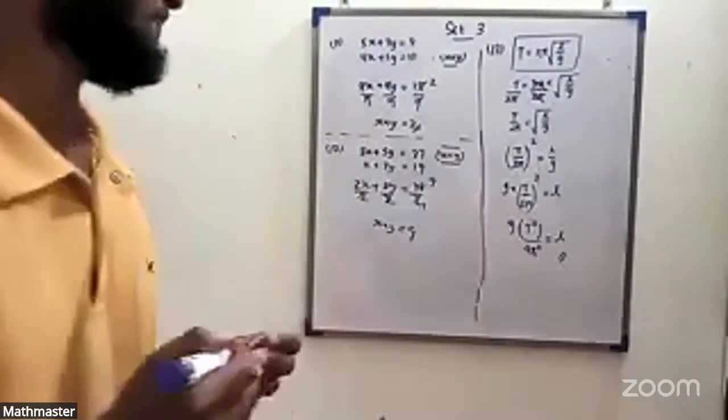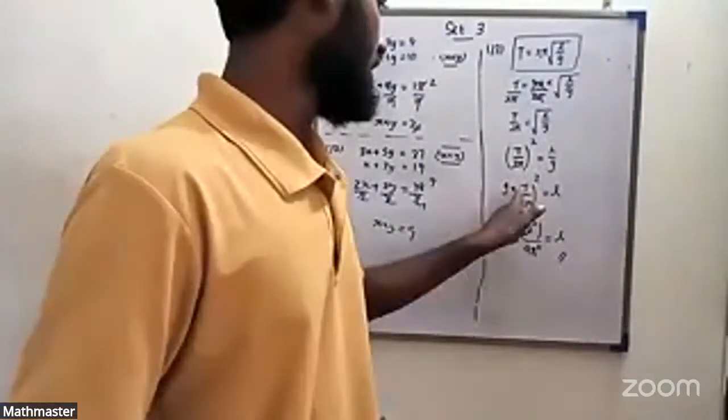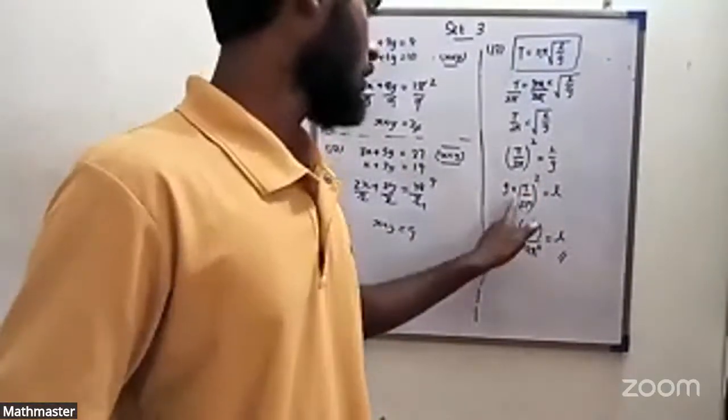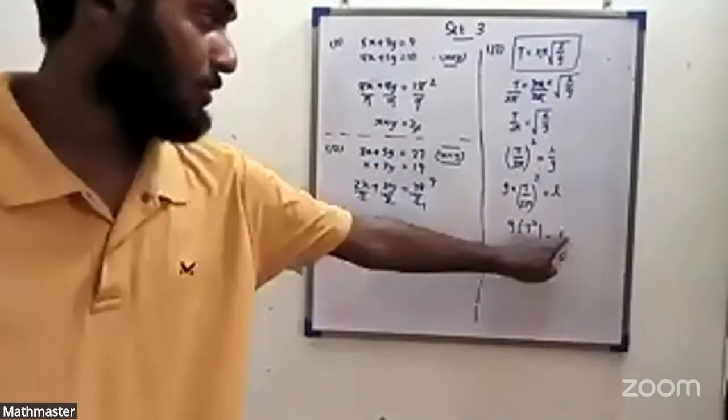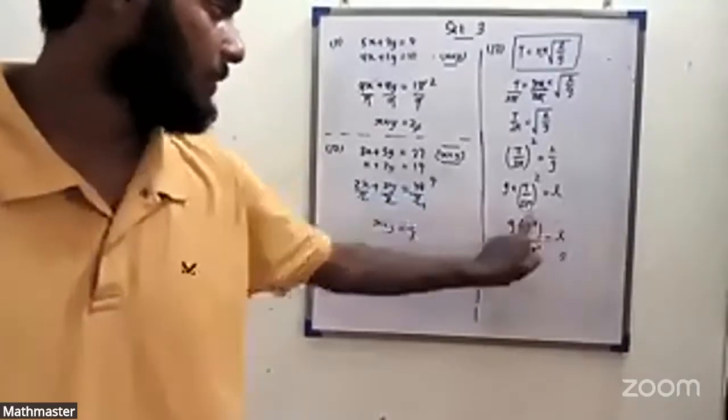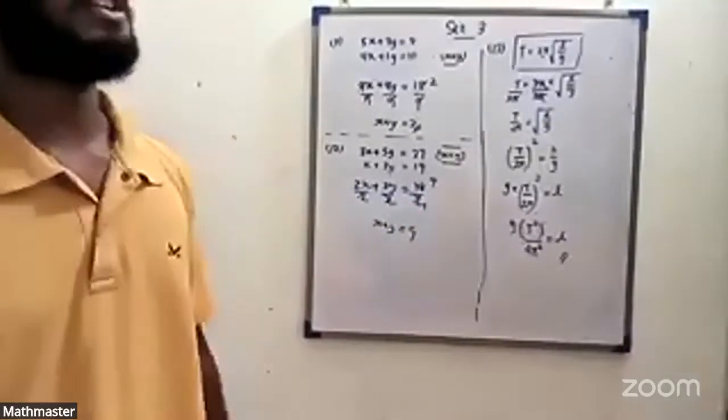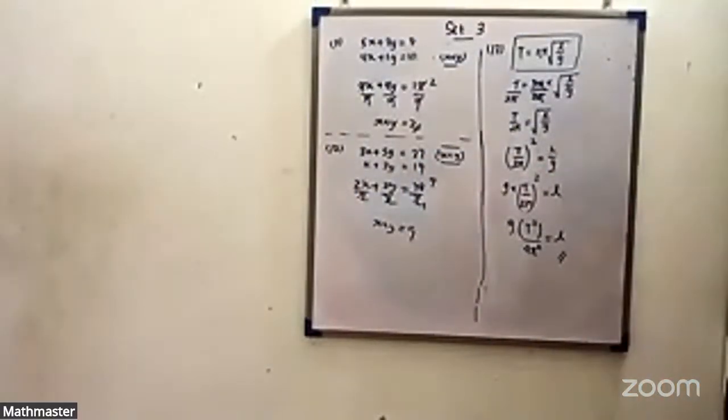So the answer is G T squared over 4 pi squared equals L. This is the answer. T squared is T squared, 2 pi squared is 4 pi squared. So they ask you to make L the subject: L equals GT squared over 4 pi squared. This is how you do it according to this question.